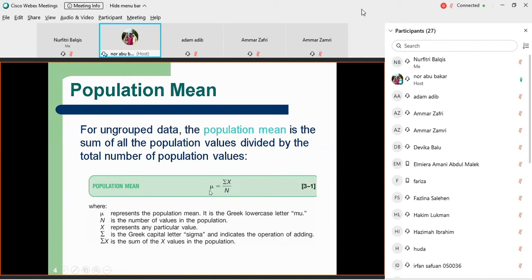And population mean is simply, do you see this summation? This sigma is the summation of all x. So when you see this sigma, it means sum of all. Sum of all x, and then you divide everything with the number N, or the number of values in the population.